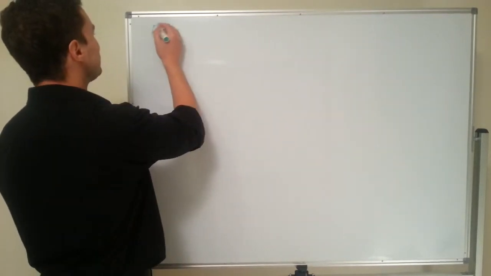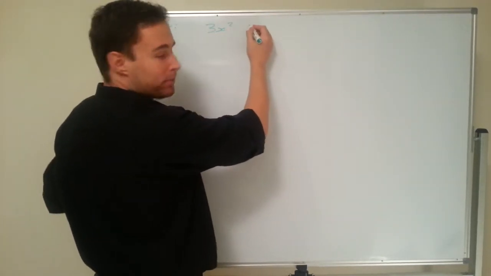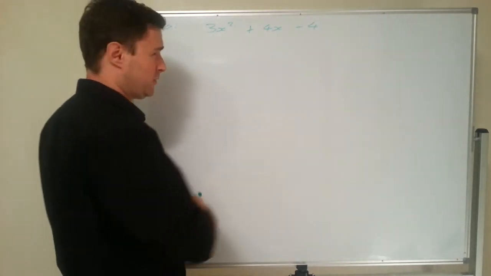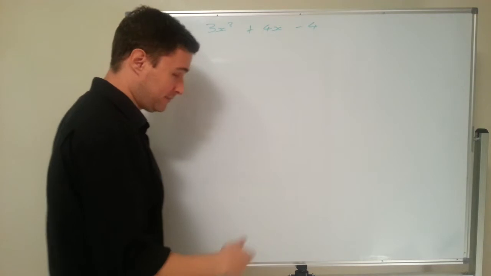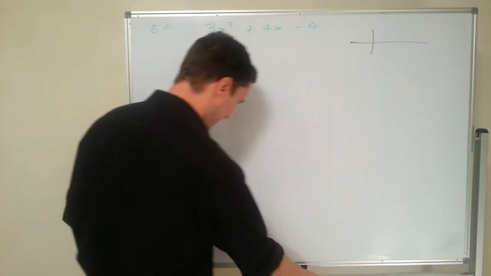Okay, last example. Alright, 3x² + 4x − 4. Okay, I did a hard example for example 2, and an easy example for example 3. Doesn't make sense, Mr. Roosh. But hey, that's how we're going.